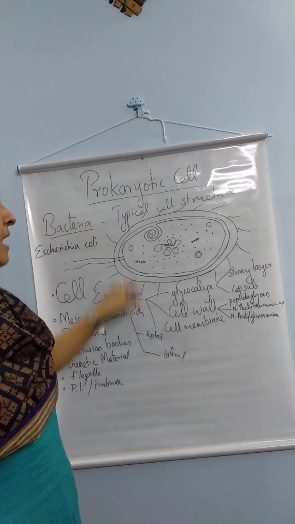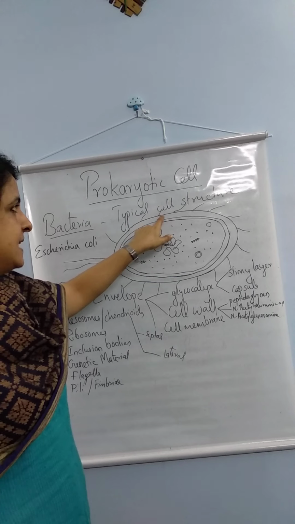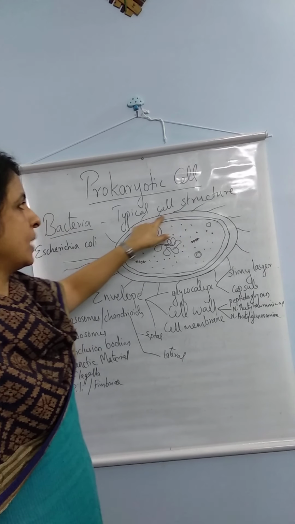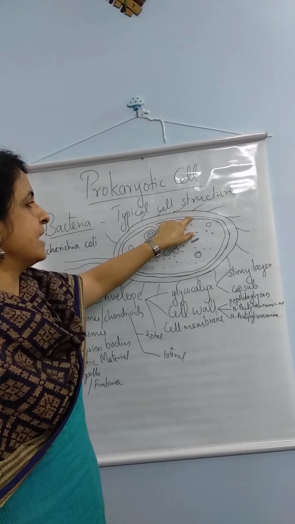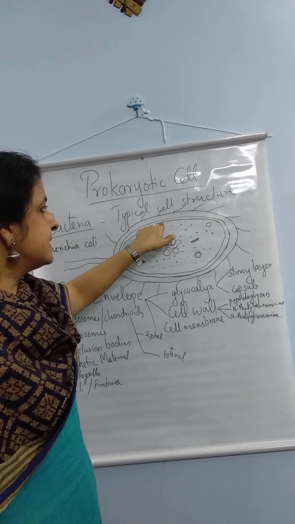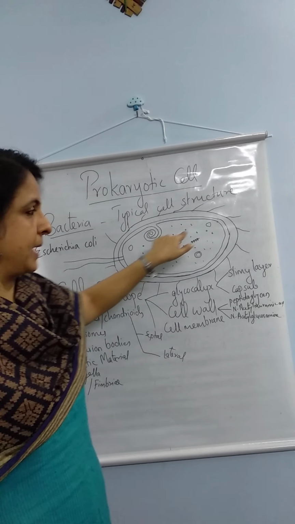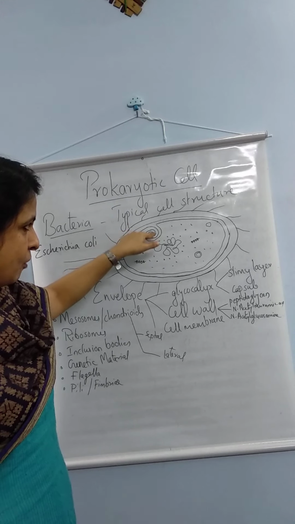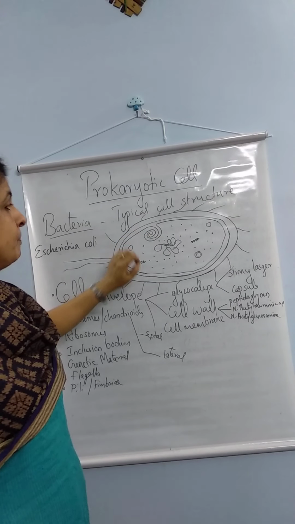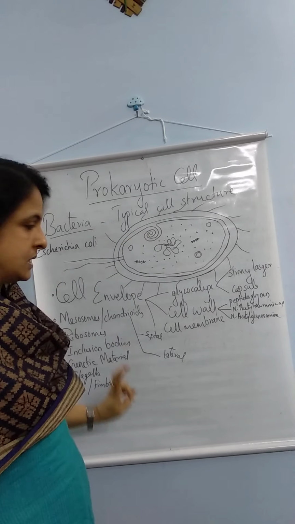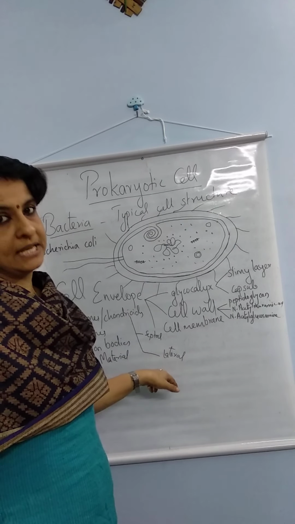This is the mesosome. You are seeing this layer, which is the glycocalyx layer. The next line shown is the cell wall, and the third line shown is the cell membrane. So the cell membrane forms an infolding called the mesosome. Now this mesosome is of two types. It can be septal or it can be lateral.